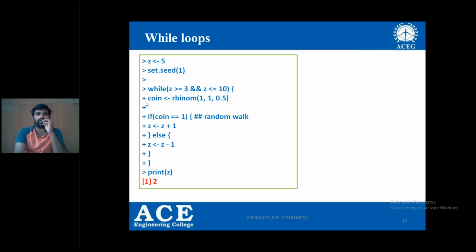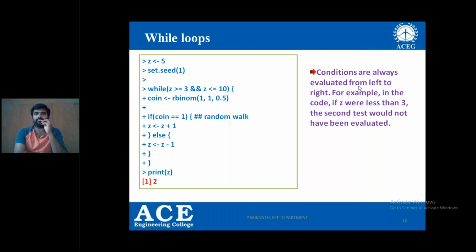If it enters the loop, the coin will be assigned with a particular binomial random variable value, binomial 1 comma 1 comma 0.5, or binomial in the sense of binomial density function, or binomial random variable, you can say. Simple example for while loop.